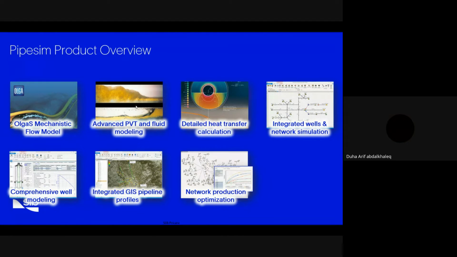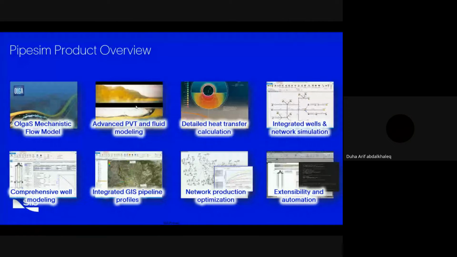our objectives. Finally, we have extensibility and automation, a framework in which we are able to communicate with the model directly without opening the user interface. Actually, this is an advanced feature in Pipesim. We can use it by using the Python language, and you need to have basic knowledge about Python to use this feature in Pipesim.